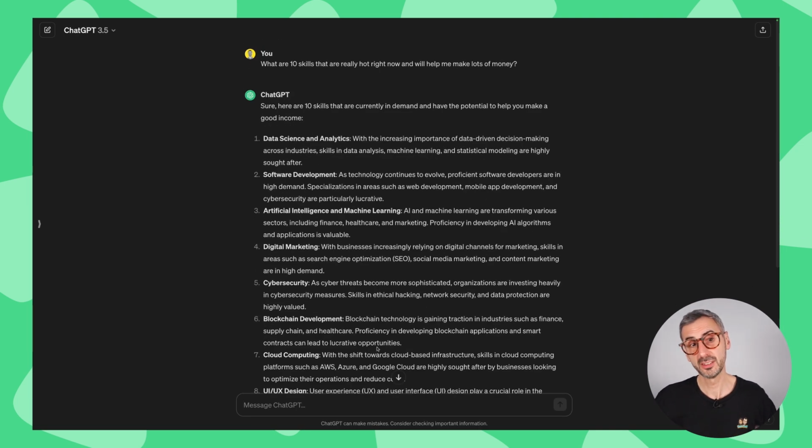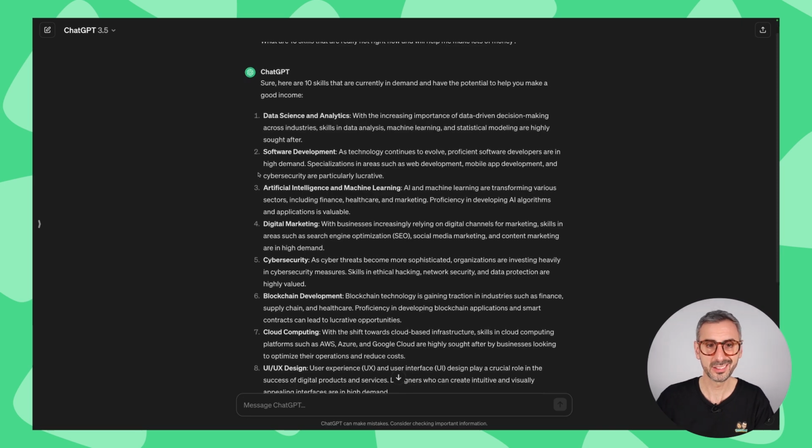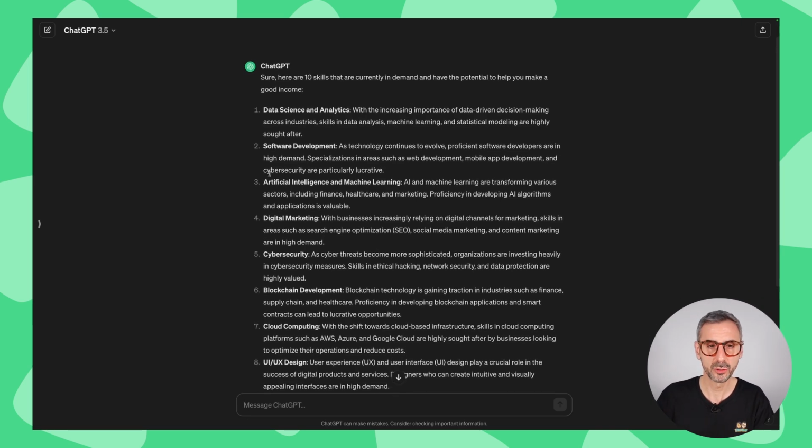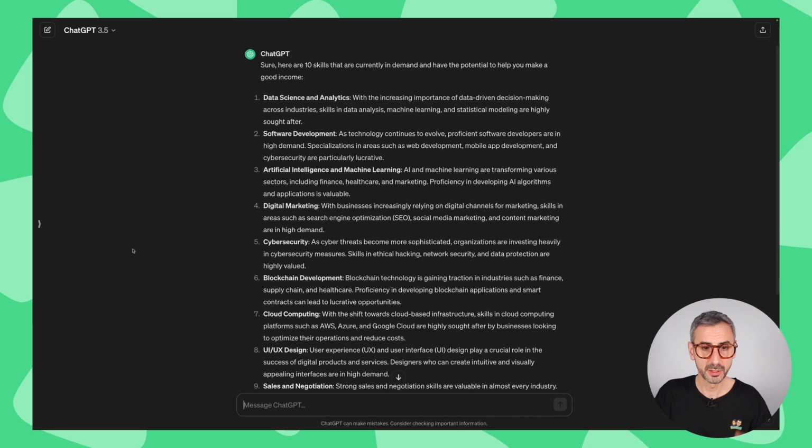So it starts like this. Sure, here are 10 skills that are currently in demand, because the demand will set the value, and have the potential to help you make good income. Number 1, data science and analytics. Number 2, software development. Number 3, artificial intelligence and machine learning.